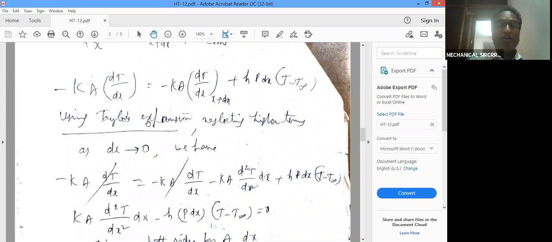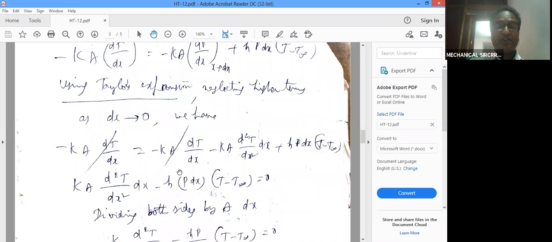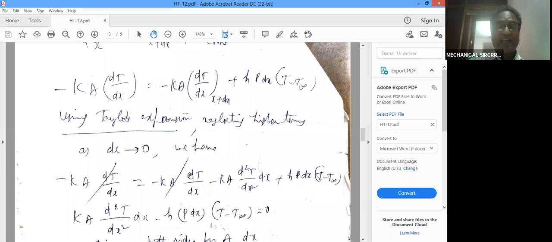So using Taylor's expansion, neglecting higher terms as dx tending to 0. So if you consider a very, very small element of thickness dx, dx tending to 0, we have minus Ka dT by dx is equal to Qx plus d by dx of Qx dx. If you substitute Qx in that, so that becomes minus Ka dT by dx.